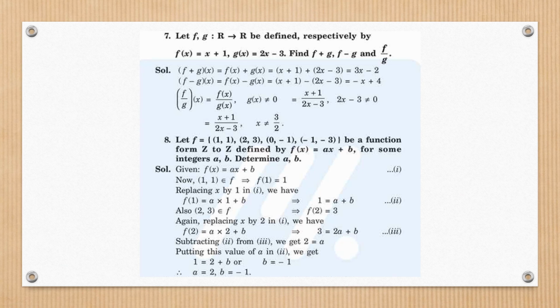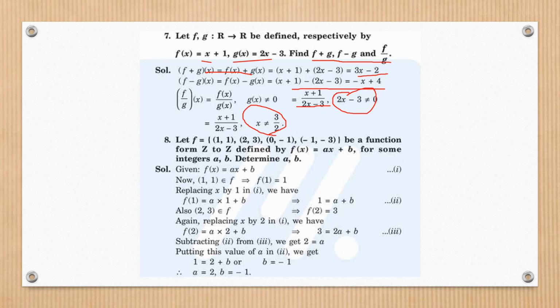Question number 7: f and g are mappings from R to R defined respectively by f(x) equal to x plus 1 and g(x) is 2x minus 3, and find f plus g, f minus g, and f by g. It is very simple. f plus g means you have to add both of them. So x plus 1 plus 2x minus 3 is 3x minus 2. Their difference is minus x plus 4. Their ratio is x plus 1 upon 2x minus 3, provided this denominator is not equal to 0, meaning x is not equal to 3 by 2.